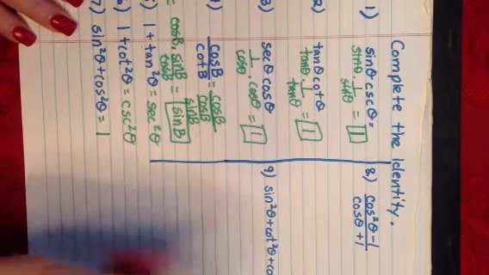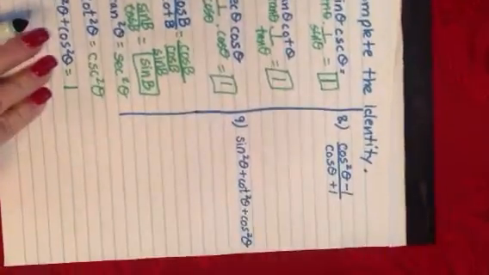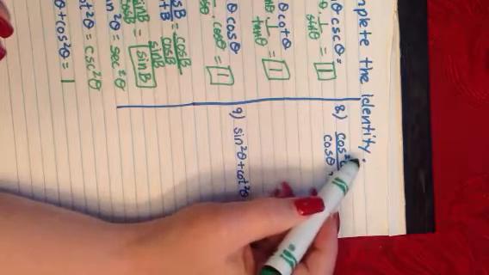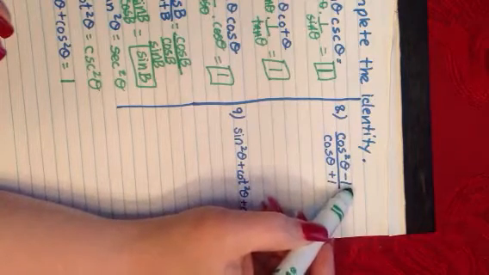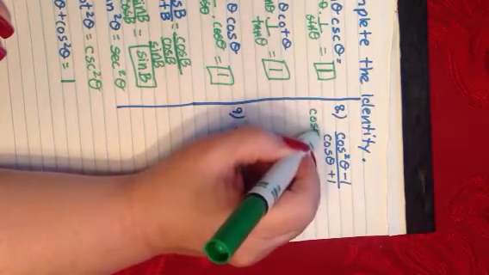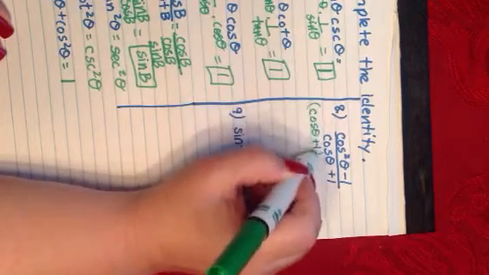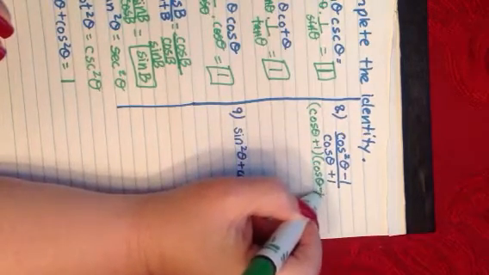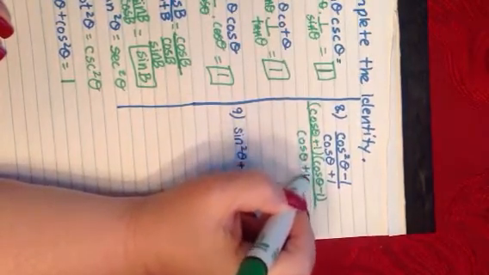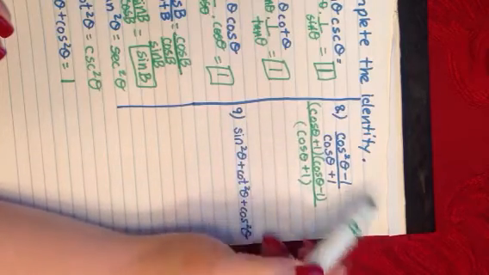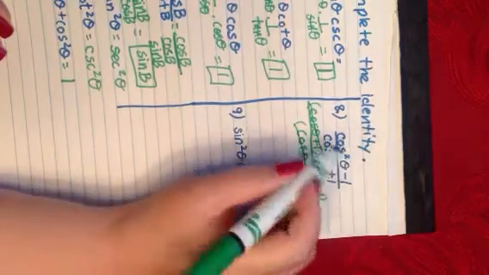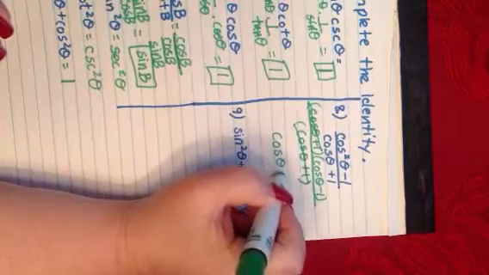All right, and if you look up at number 8 here, it says cosine squared of theta minus 1 over cosine of theta plus 1. Well, I recognize that the numerator here is the difference of 2 perfect squares, so I'm going to factor it. So it'll be cosine of theta plus 1 times cosine of theta minus 1 over cosine of theta plus 1. I put them in parentheses to remind myself these are factors. This cancels just like this. So my final answer is going to be cosine of theta minus 1.